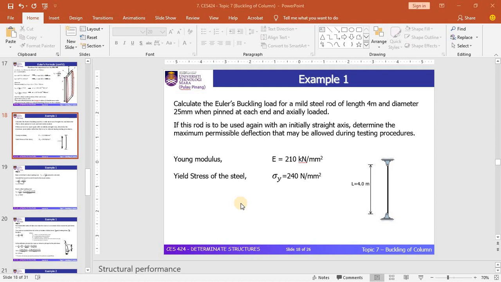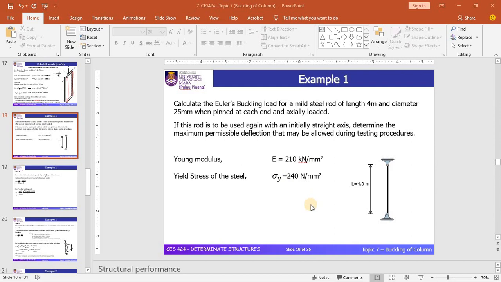In addition to that, you were introduced to the equation of slenderness ratio. And we have seen how the slenderness ratio influences the buckling stress of a column. Okay, so in this session, we will focus on problem solutions using those formulas. Without further ado, let's start off with example 1.